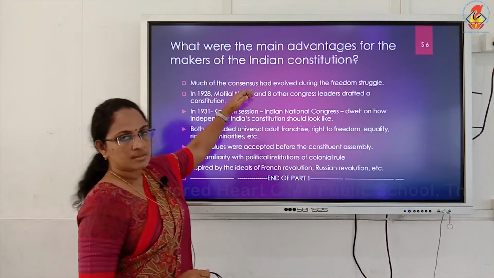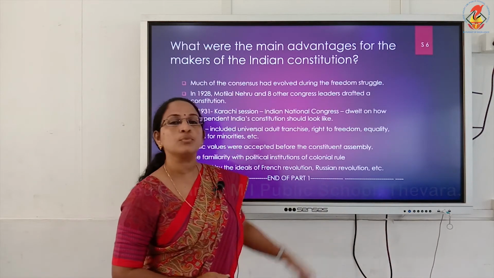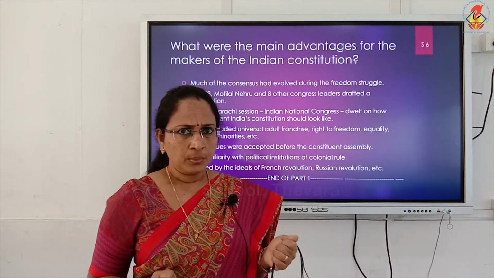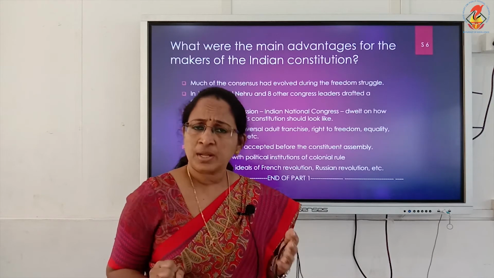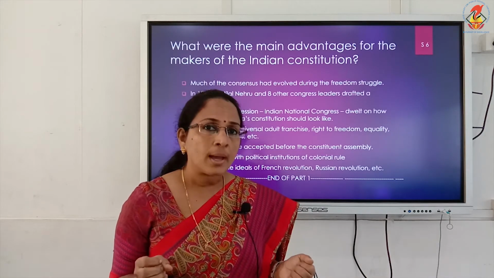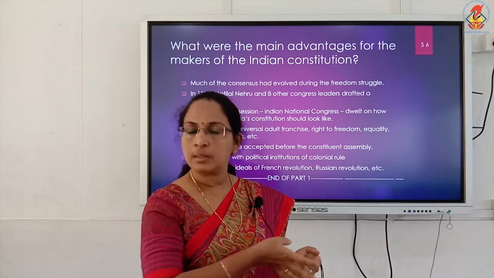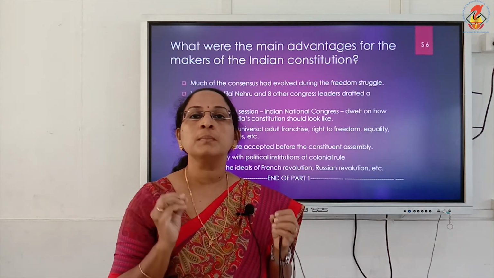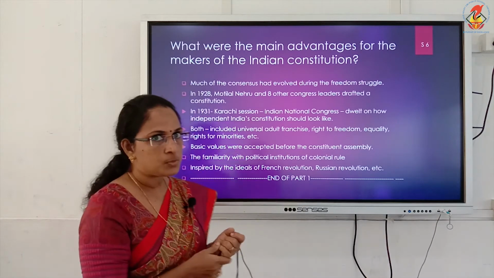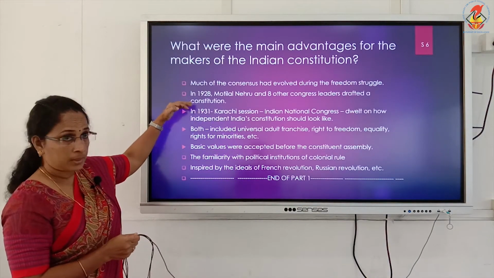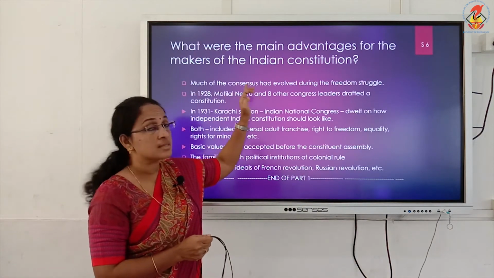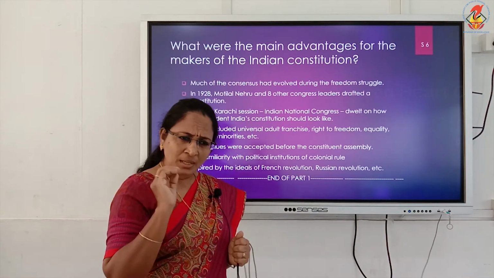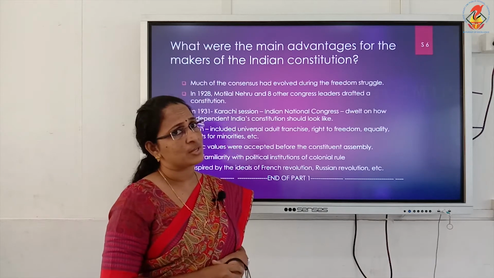Much of the consensus had evolved during the freedom struggle. That is an advantage. The constitutional framers knew which values should be included in the Indian Constitution, which were derived during the freedom movement. That's the first point, children. I repeat the first point: much of the consensus had evolved during the freedom struggle. Move on to the second advantage, children.